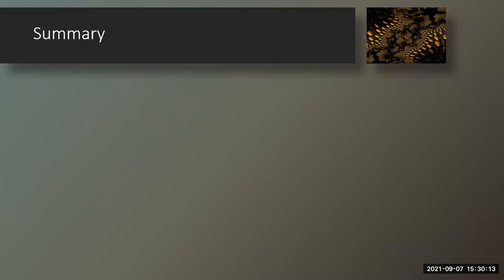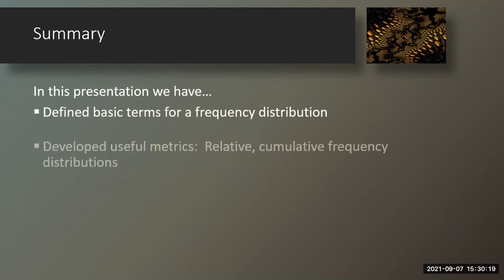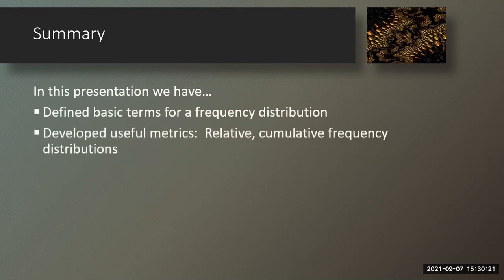So, in summary, we have defined some basic terms for a frequency distribution, developed useful metrics, basically relative and cumulative frequency distributions, and explored appropriate examples. This should get you through the material in the first part of 2.1. We have another discussion that will also be shown pretty quickly here, and I'll take care of that ASAP.